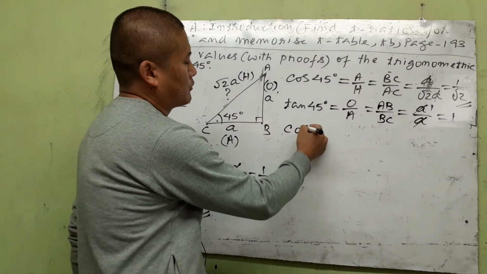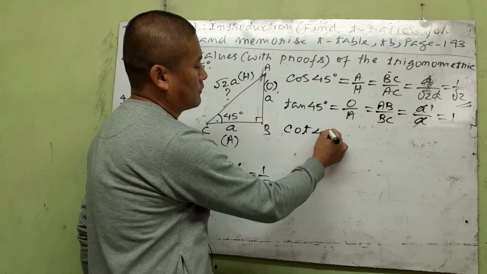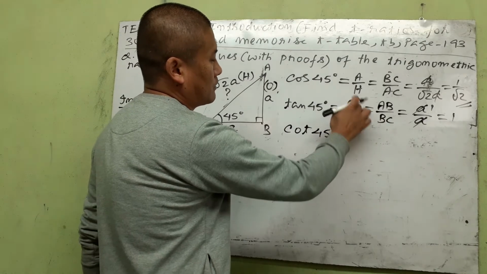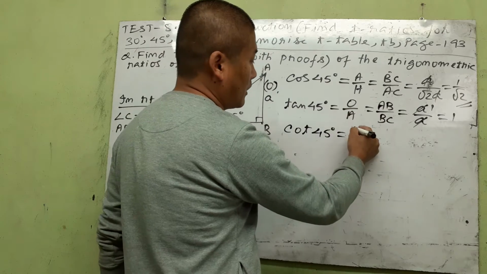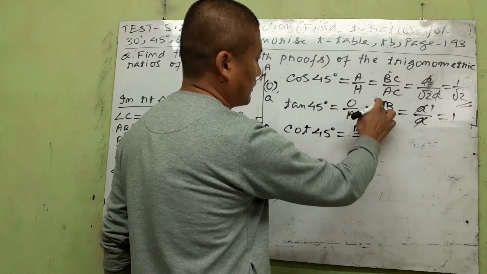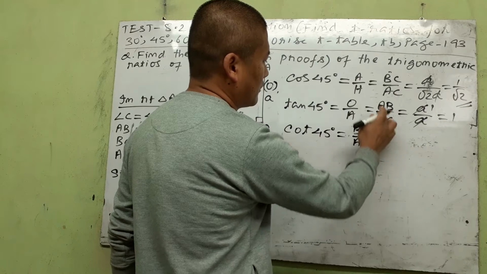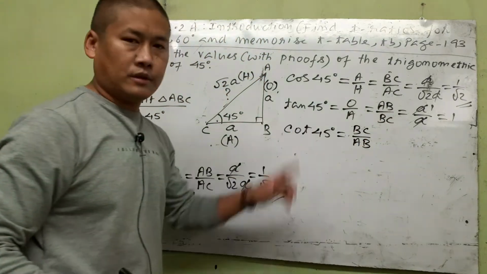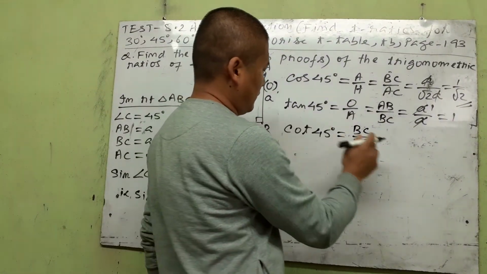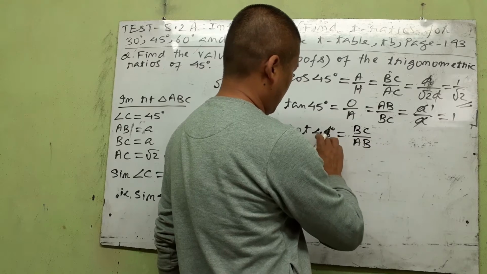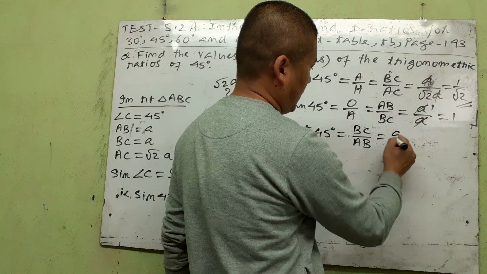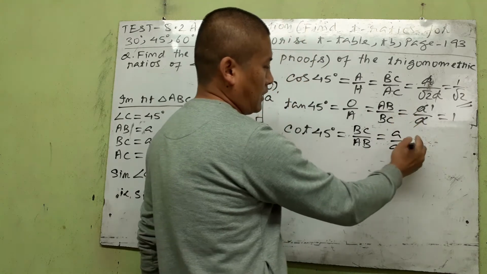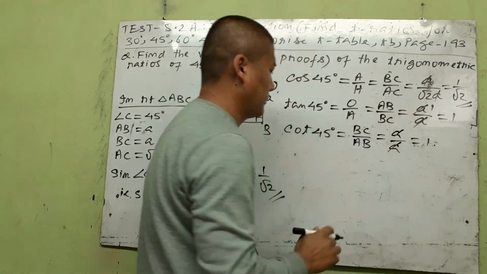The rest are the reciprocals. So reciprocal of tan is cot. So cot 45 is adjacent by opposite. Once you get comfortable, you can skip this step if you want. Reciprocal means the denominator of tan will go up, and the numerator of tan, AB, will come down. It's called reciprocal. So the reciprocal ratio of tan 45 is cot 45. So that is simply A by A. Same thing again. So this is equal to 1.